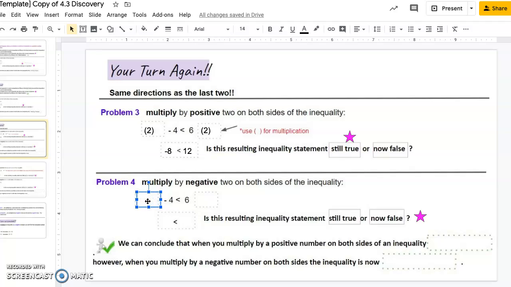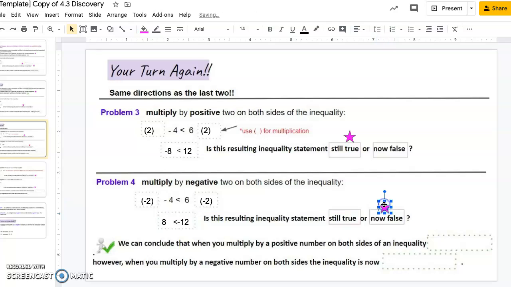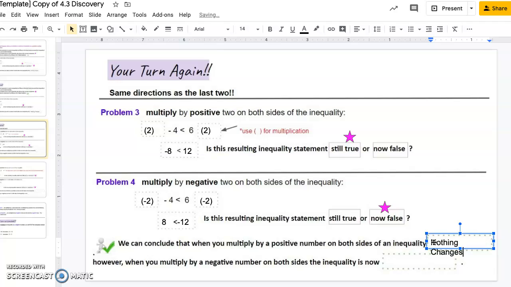Here we're going to multiply by a negative 2. So negative 2 on this side we're going to multiply by, and a negative 2 on this side. Well, negative 2 times negative 4 is 8, and 6 times a negative 2 is a negative 12. Okay, so is 8 less than negative 12? No, 8 is not less than negative 12, so that is now false. So we can conclude when you multiply by a positive number, that's what we did up here, nothing changes, just like the other ones.